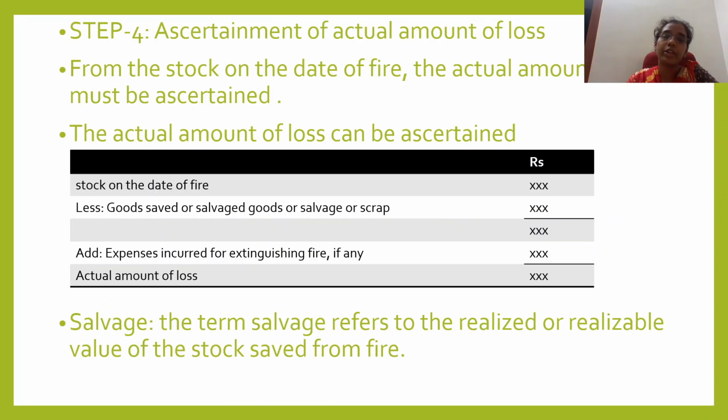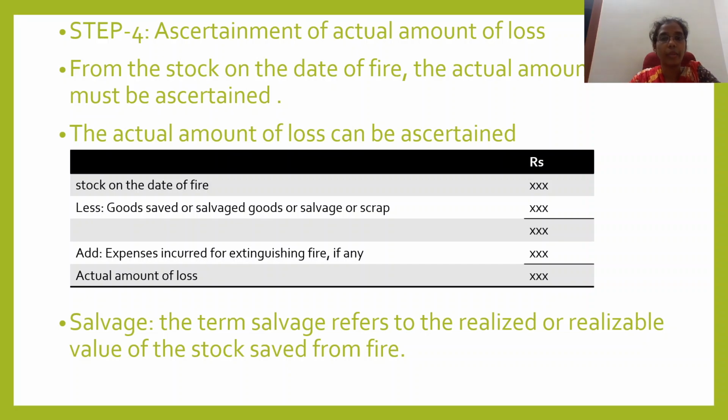Next is ascertainment of the actual amount of loss. So though we have the value of closing stock, suppose the closing stock is realized and those stocks are sold, again if profit is generating income, in such cases how do we determine the loss? From the stock on the date of fire, the actual amount of loss has to be ascertained.